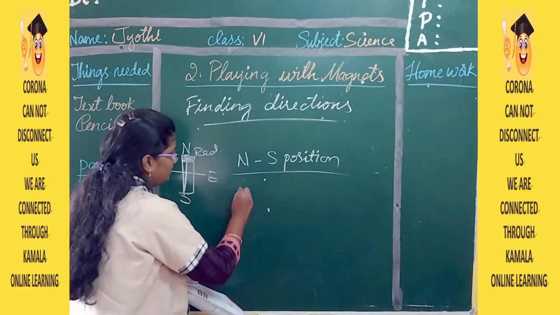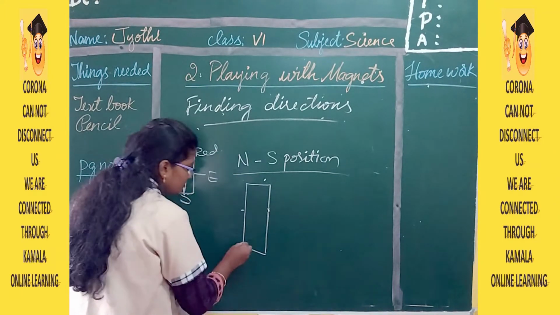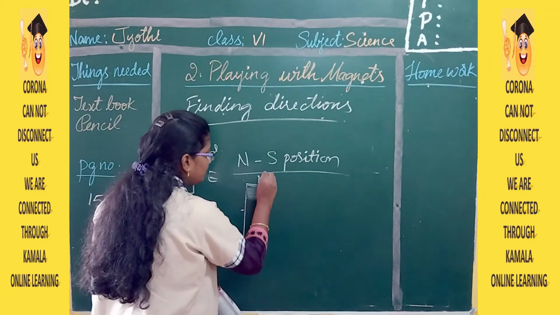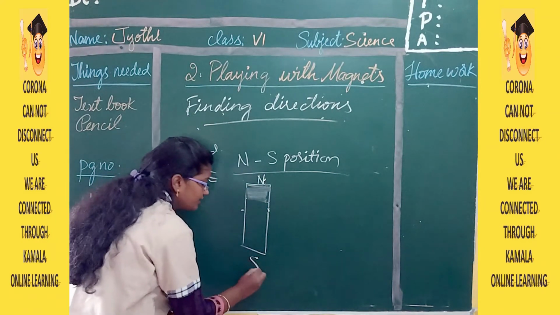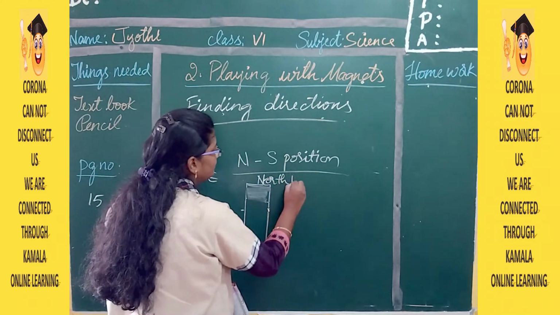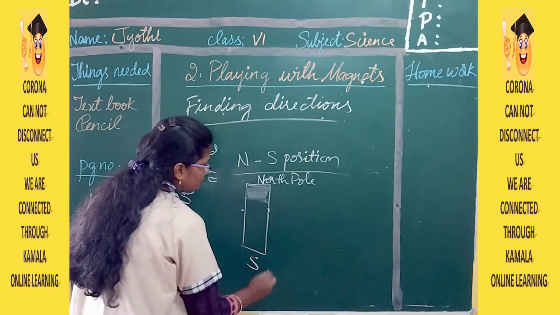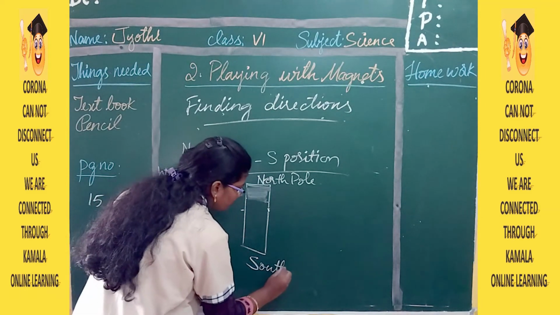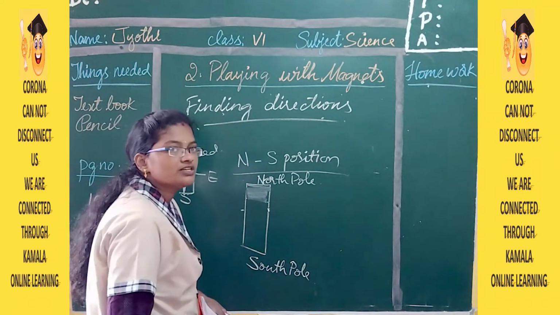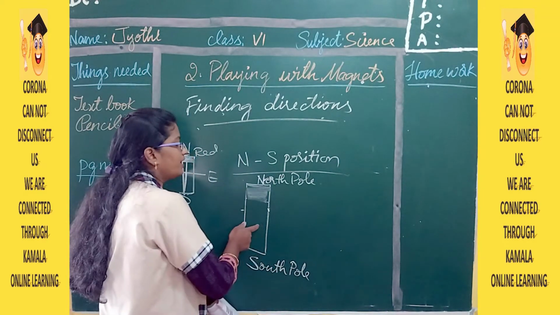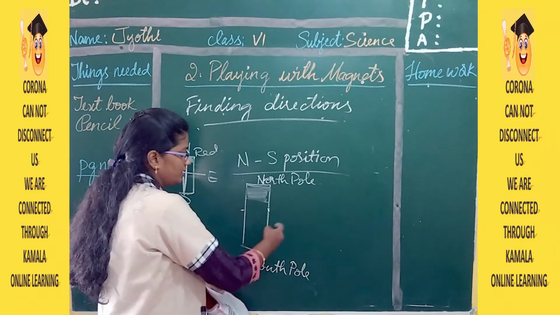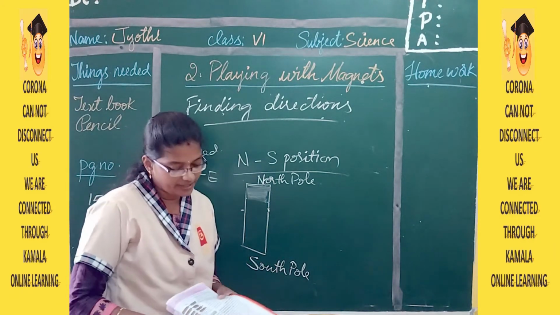So if you take a bar magnet, one side you have made red color. That is nothing but the north side and the other side is the south side. So this is called the north pole and this is called the south pole. So it has two poles. Whatever things are attracted by the magnet, only the north pole and south pole can attract more than the remaining part of the magnet.